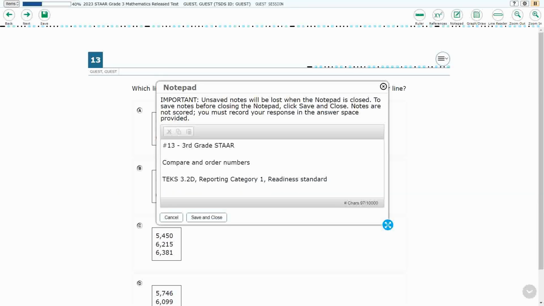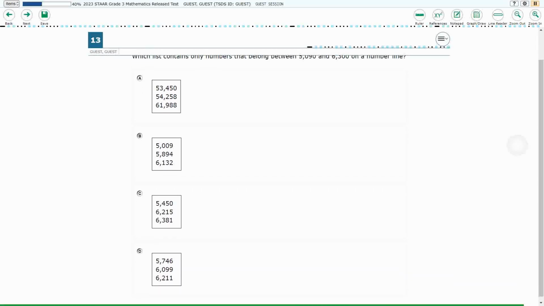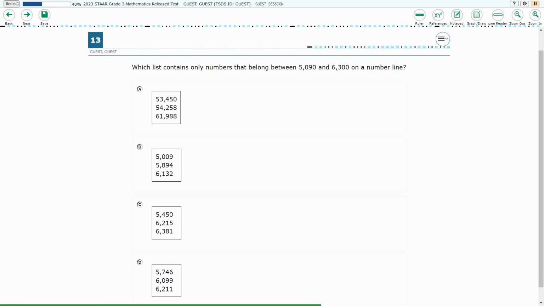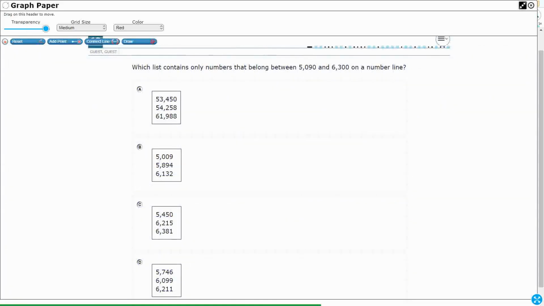For number 13, we are comparing and ordering numbers. This is a readiness standard, TEKS 3.2D, and reporting category 1. So we've got 4 different lists of numbers. We need to find the one that contains numbers, and then you see that we've got 2 boundary numbers here, right? So 5,000, 5,090, and then 6,300.